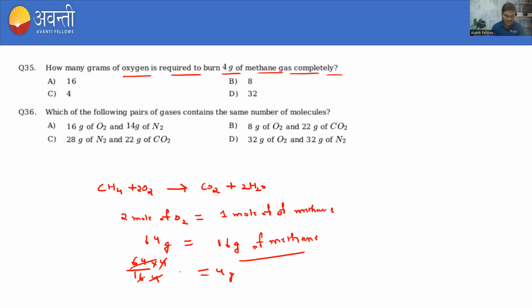So how much did this come to? Yes, on solving you'll get 16 gram itself. So which option is correct, beta? That is option number E, that is 16 gram. Okay? Come on, now move to the next question.